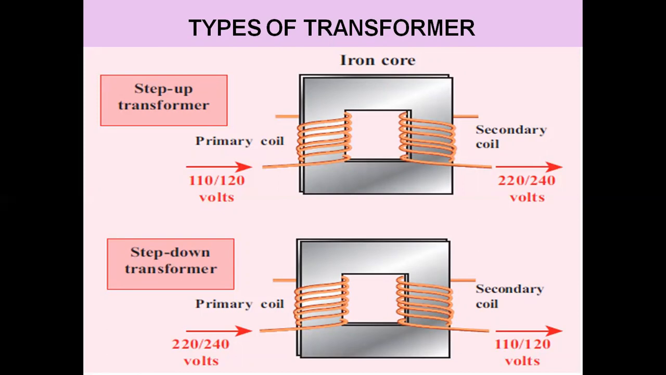Depending upon the number of turns in the primary coil and secondary coil, there are two types of transformer: the step up transformer and the step down transformer. The first one is the step up transformer.